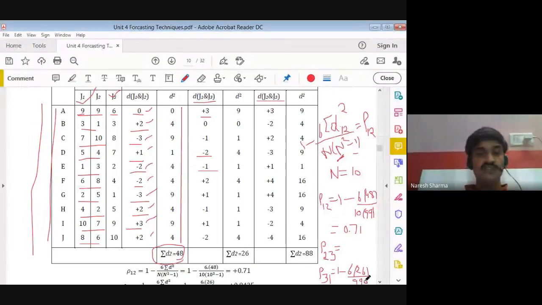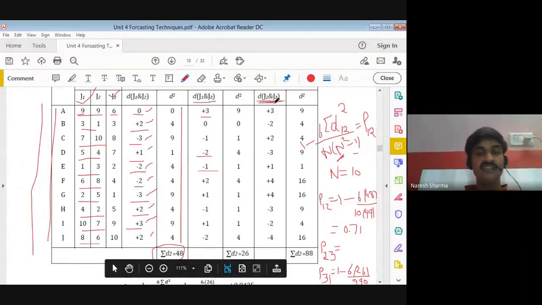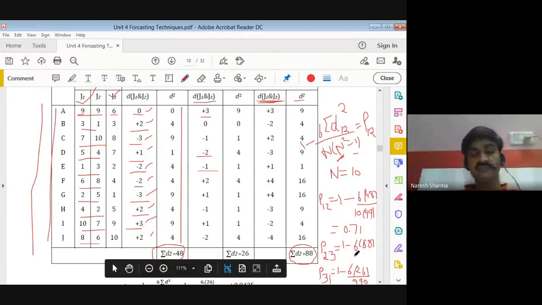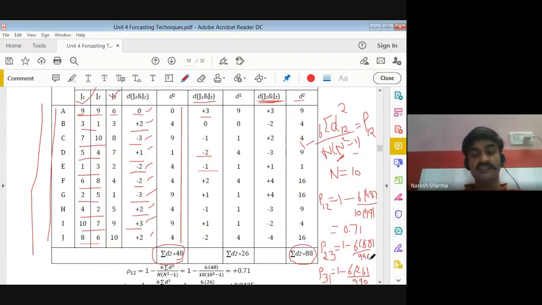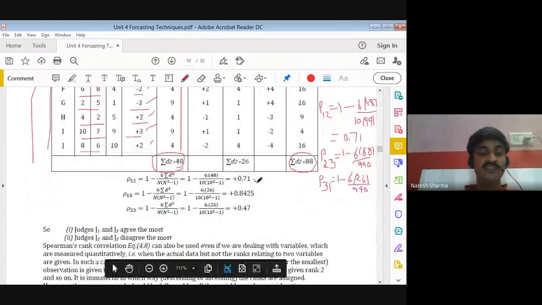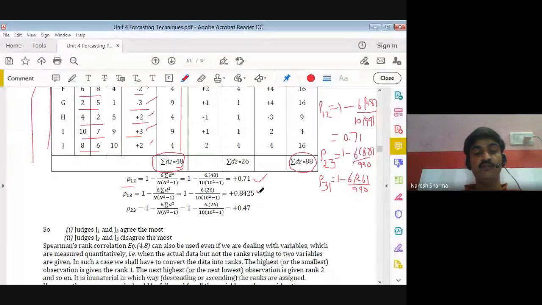In the same way, you can check d between second and third judge and d square, and the sum is 88 here. And once you put this in the formula, that is 1 minus 6 into 88, and 990. Just calculate these rank correlations. Between first and second judge it is 0.71. For first and third judge it is 0.8425, and for second and third judge it is 0.7.